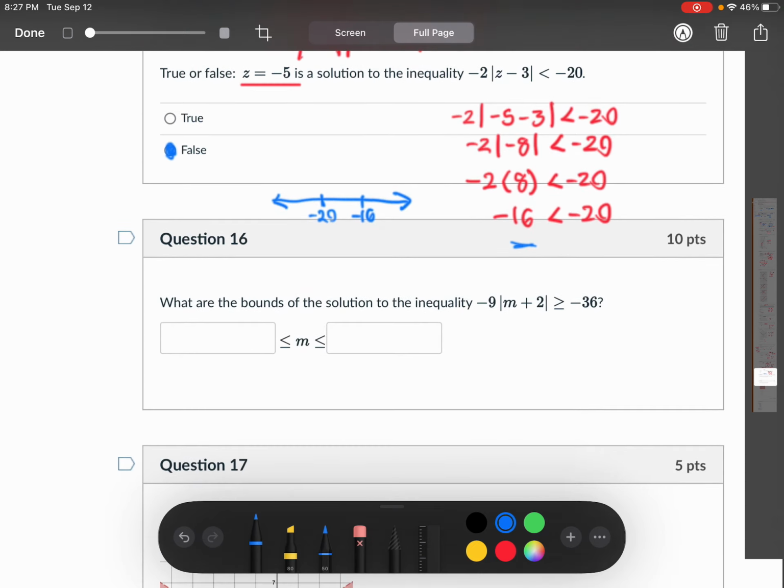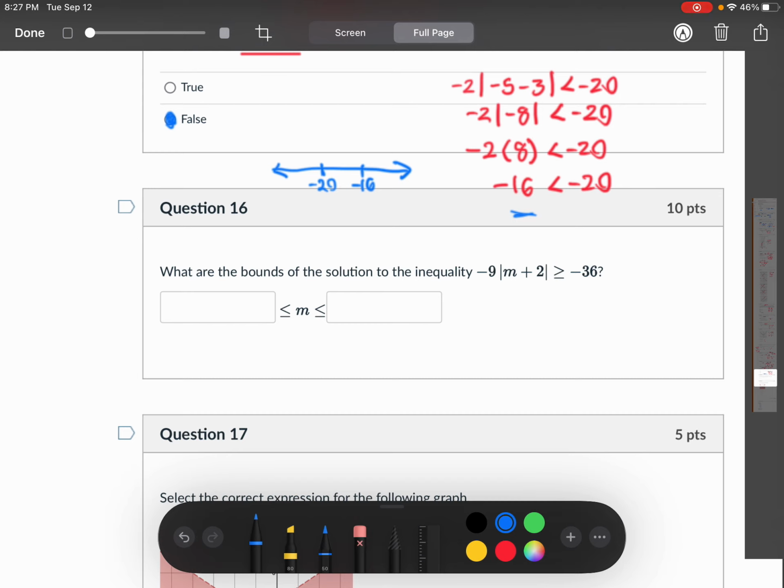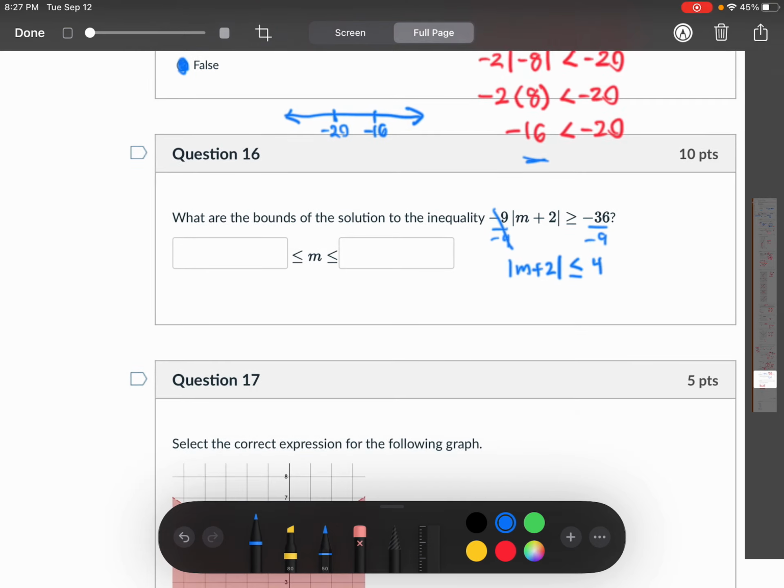So moving on. On question 16, you're going to solve again. Remember, when you're solving with an inequality, you're going to start off by dividing by 9. Please notice that this would have a solution, because by the time I isolate the absolute value, I would end up with, by the way, don't forget to switch the inequality here because I divided by a negative, a positive 4. So this will have an answer, right?